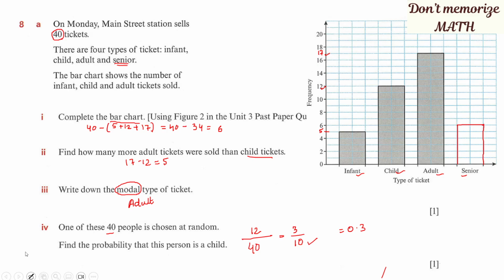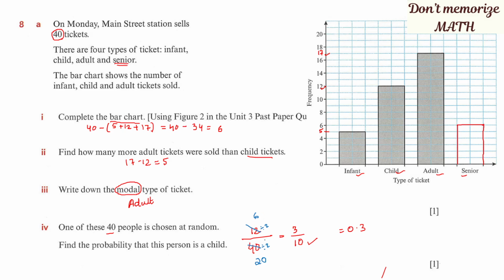I hope you know how we can simplify it to 3 over 10. I will show you. If you don't know, just see here, 12 and 40. Both of them are multiples of which number? If you don't know the bigger numbers, just take a smaller number. Both of them are multiples of 2, right? So we will divide both of them by 2 first. 12 divided by 2 is 6, then 40 divided by 2 is 20. So now our fraction became 6 over 20.